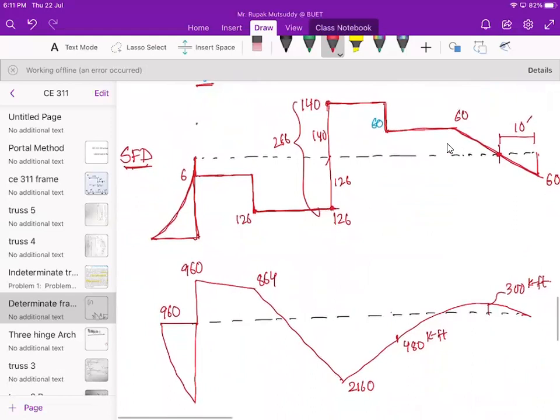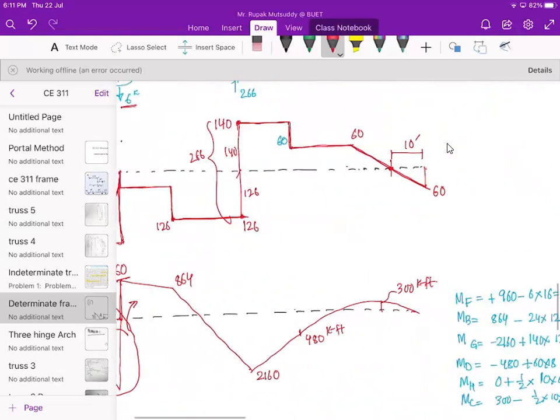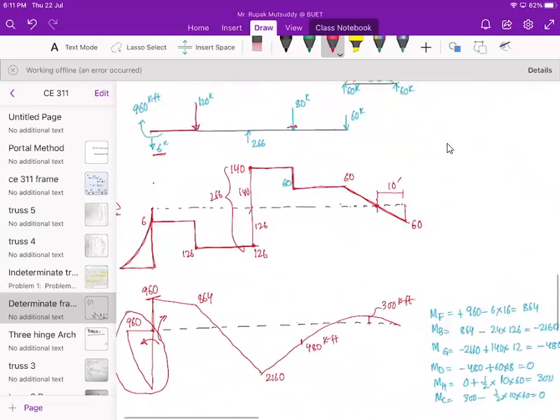Previously this is what we got from the column. So we got column anti-clockwise moment 960 kip. So for the beam it will be clockwise 960 kip. So that's why this is like this. And from here we can say 960 minus 6 times 16. So the value is 864.